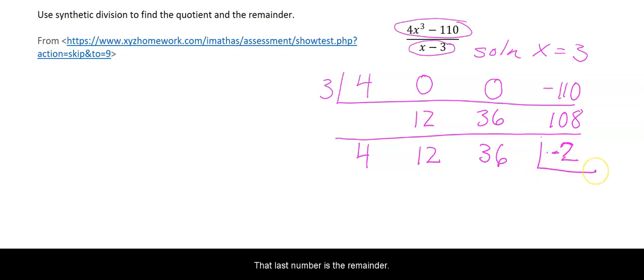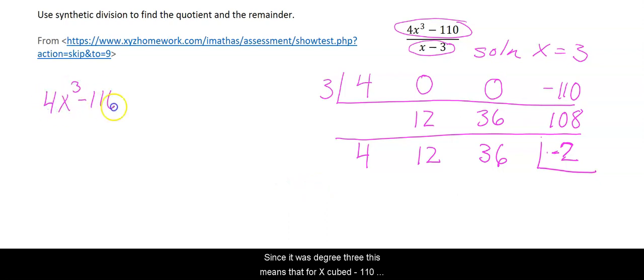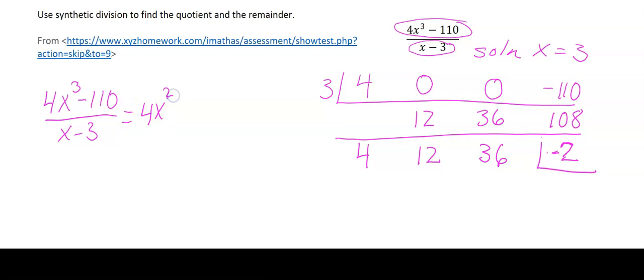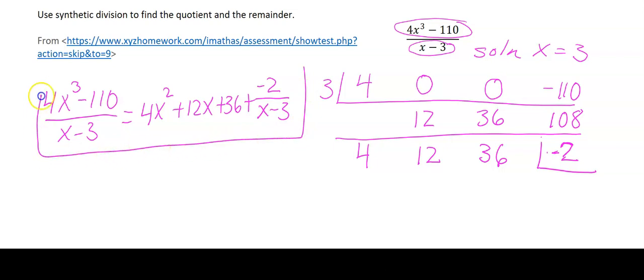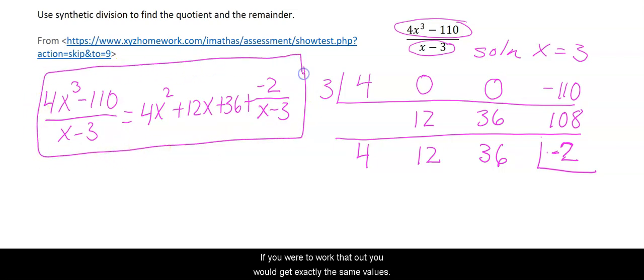That last number is the remainder. Since it was degree 3, this means that 4x cubed minus 110 divided by x minus 3 is equal to 4x squared plus 12x plus 36 plus a -2, which was not divided by x minus 3. If you were to work that out, you would get exactly the same values.